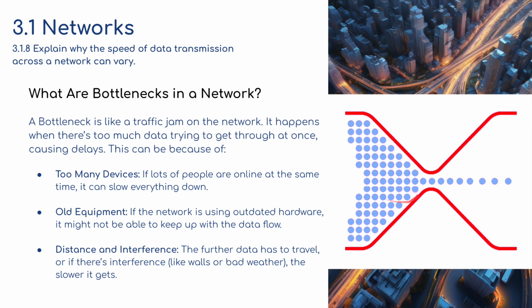Something called a bottleneck, and you've seen this, this is just a representation, it looks a little bit like an hourglass that's been tipped on its side. A bottleneck is like a traffic jam on the network. It happens when too much data is trying to get through at once. This causes delays. This can be because there are too many devices, as we just mentioned. If lots of people are online at the same time, it can slow everything down. Old equipment: if the network is using outdated hardware, it might not be able to keep up with the data flow. And distance and interference. The further data has to travel, or if there's interference, like walls or bad weather, the slower it gets.